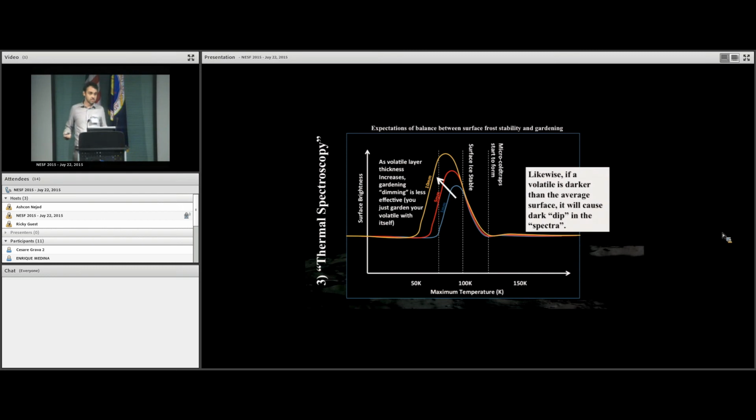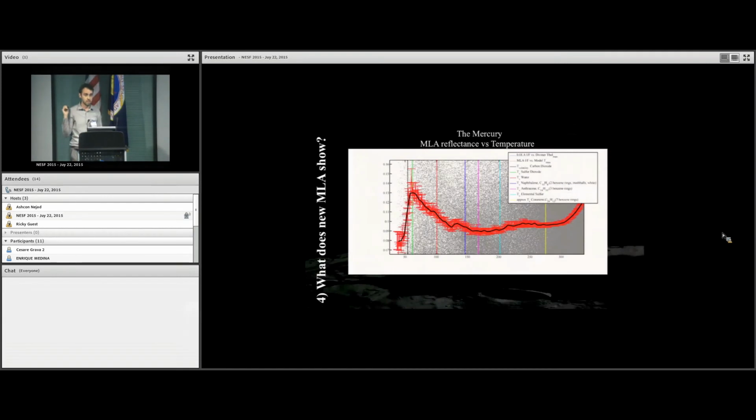Likewise, if there's a volatile that darkens the surface instead of brightens it, normally we think of water ice as brightening the surface, you might get a dip instead of a peak. So now you can think of this as the full MLA data set, including that polar hole. Now we've gotten temperatures well below 100 K from some really cold polar areas. You could start to use this crazy idea to try to map out the volatiles that you're seeing on the surface. Here we see at 100 K we start to get brighter, right? And it starts around 120 K or so, so there are probably micro cold traps on Mercury. And then as we get colder and colder, we get brighter and brighter.